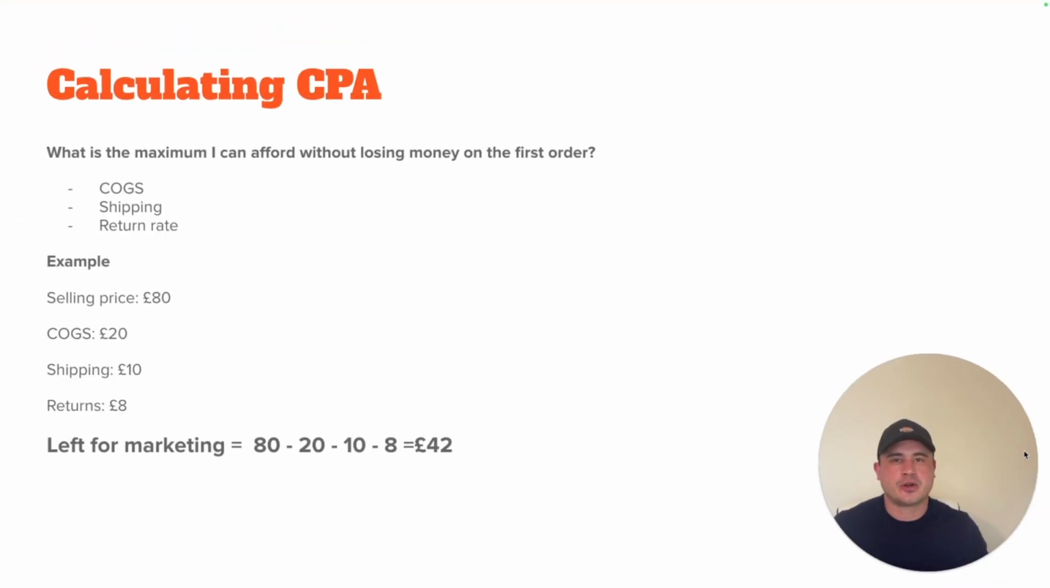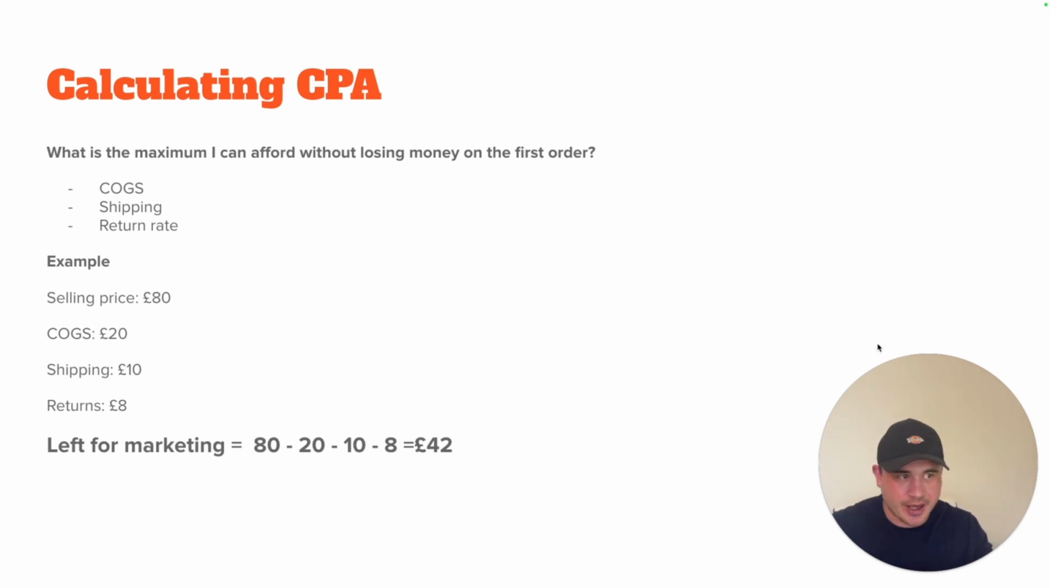So first of all, let's look at how we're basically calculating our CPA. And one of the first things I think about is, okay, when we take into account everything that's involved with getting that product to the customer, what's the maximum we can afford to spend without losing money on the product? So that's kind of testing things in the limit. What's the maximum amount I can spend to make sure I'm not losing money?